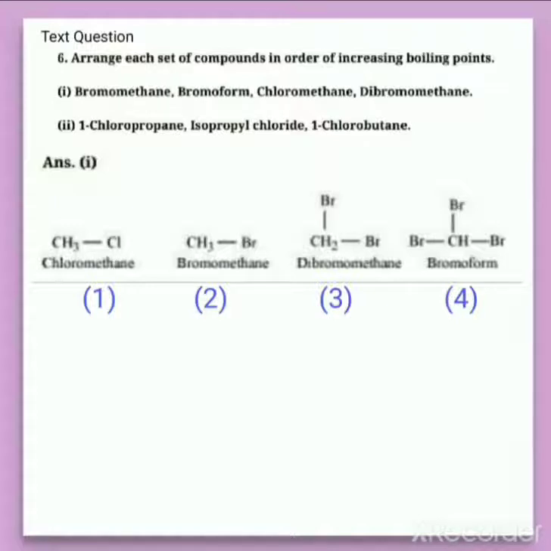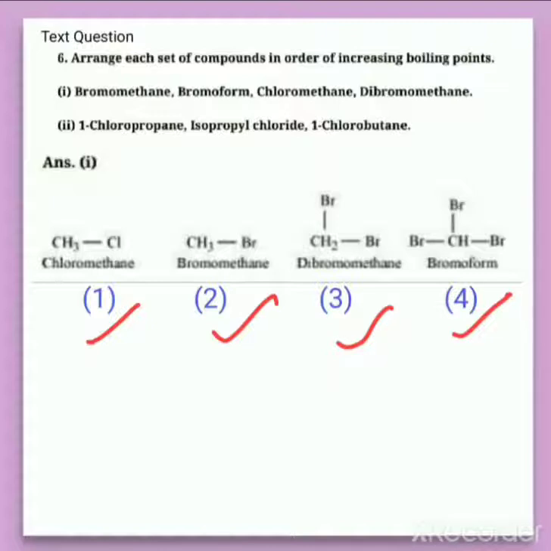Whenever we are dealing with such type of questions, first of all we make the structure for the names which are given here. First of all, bromomethane. Bromomethane has one bromo and a methyl group. That is structure number 2. Bromoform, CHBr3. This is bromoform. Chloromethane, chloro Cl, methane means a one-carbon alkyl group, that is chloromethane. And dibromomethane has one carbon and two Br. So first we are making the structures like this.